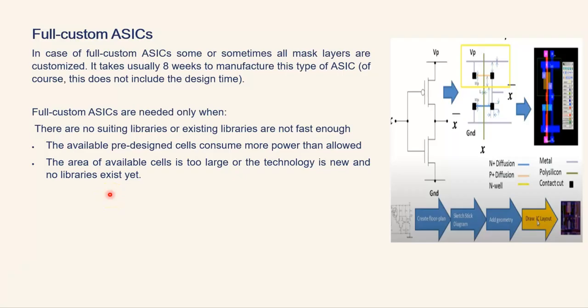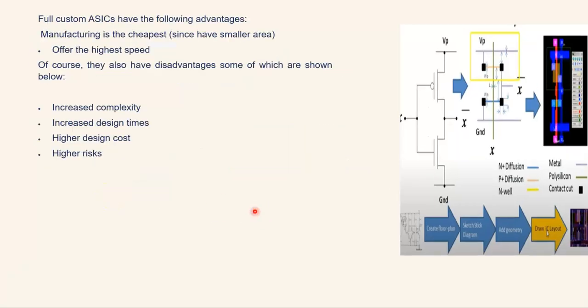So after this, we are going to talk about the advantages of this full custom IC and a few disadvantages or cons of it. So what are the advantages? Manufacturing is cheapest since it has a smaller area, but this statement about manufacturing being cheapest is very tricky, so we will discuss it afterward. And it offers the highest speed. So how can it offer the highest speed? Because you have flexibly designed the system as per your requirement. About the manufacturing cost we will discuss afterward.